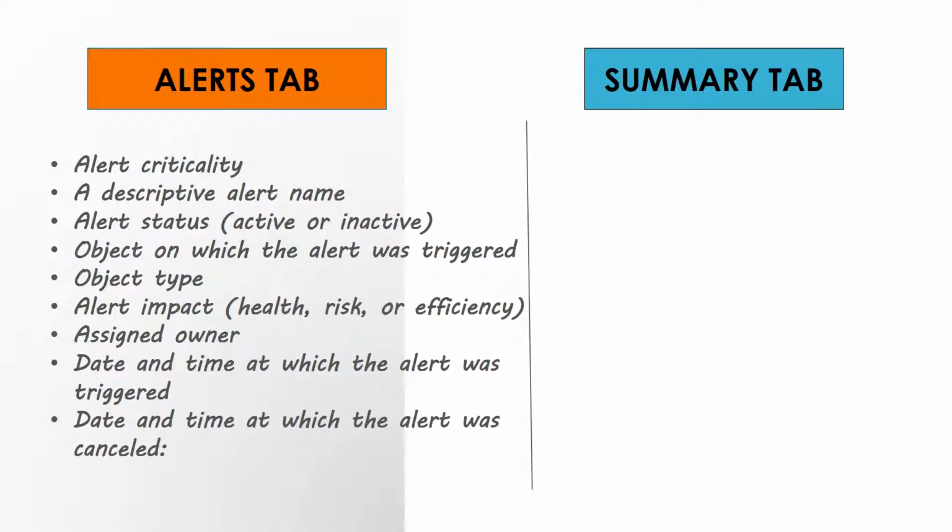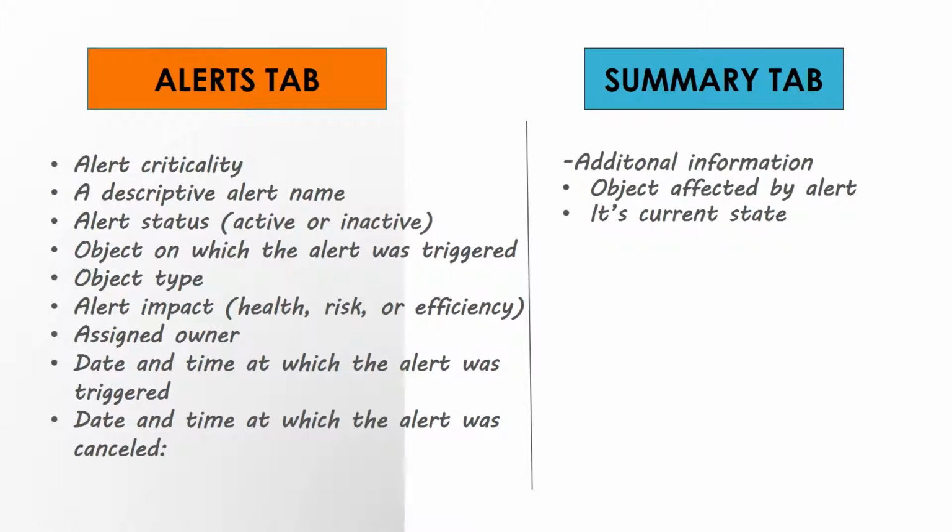Now, in the summary tab of the alert, you can find additional information such as the object affected by the alert and its current state. Also, when you're looking for ways to resolve the alert, the summary tab is where you should start.